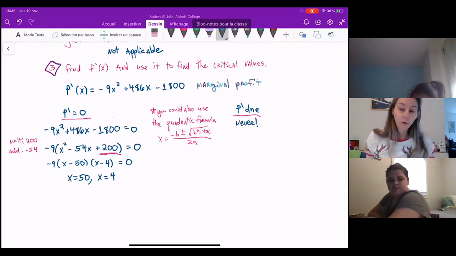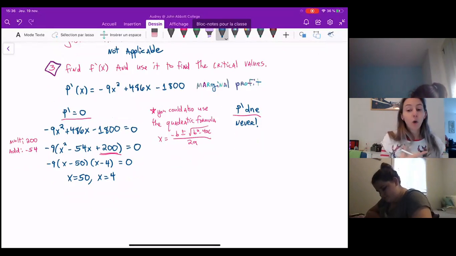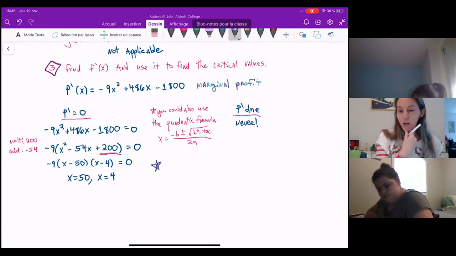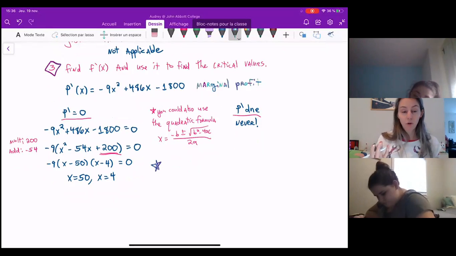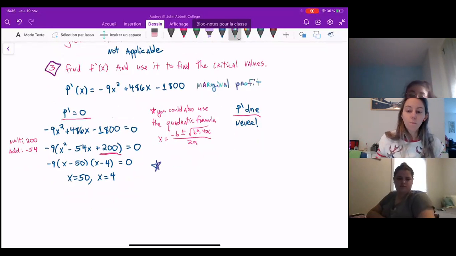These critical values are representing number of units. So 50 and 4 are both valid things for number of units. So that said, sometimes you'll get critical values that don't work. If I got a negative critical value here, I clearly can't sell a negative number of cars. So we need to get rid of any critical values that don't make sense in the context of the problem.